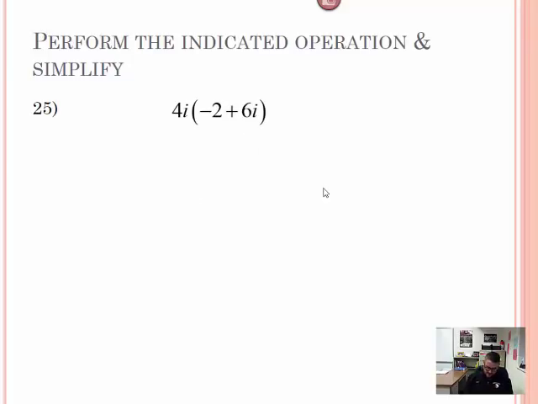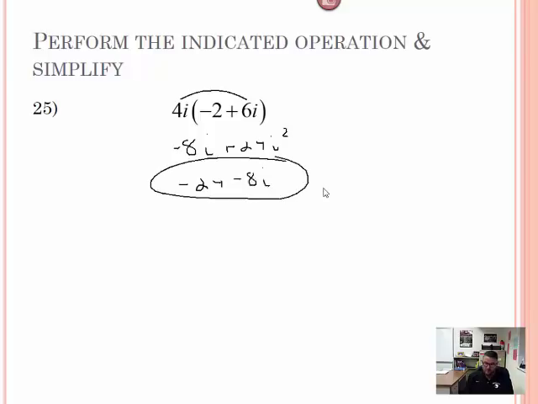So here we're going to distribute through. So 4i times negative 2 would be negative 8i. And 4i times 6i would be positive 24i squared. But you already know that i squared is negative 1, so your answer technically is negative 24 minus 8i. Notice how I wrote the real term before the imaginary term. I'd like for you guys to do that.